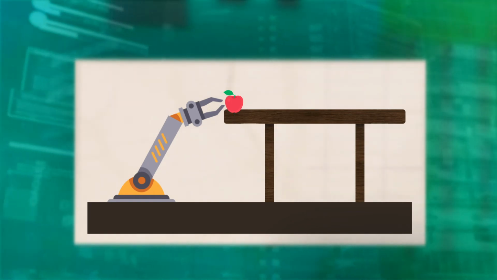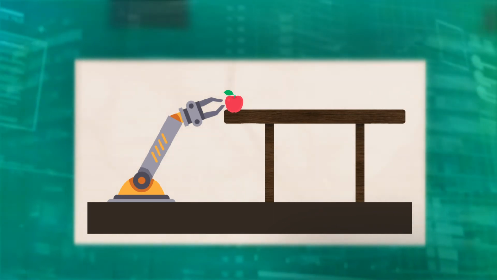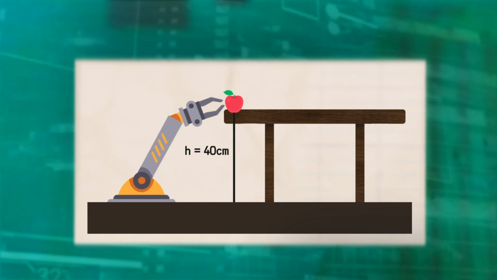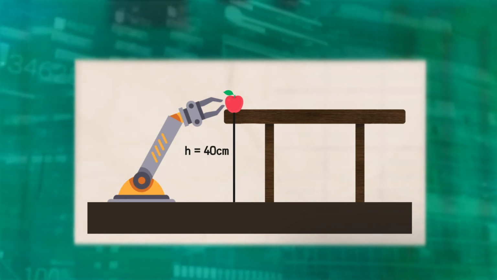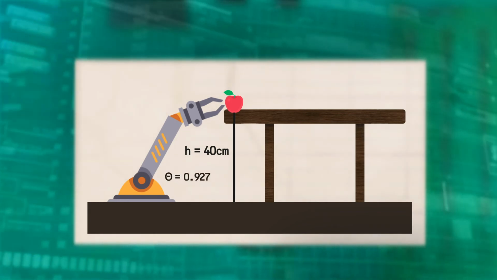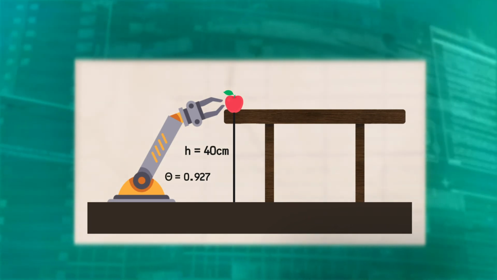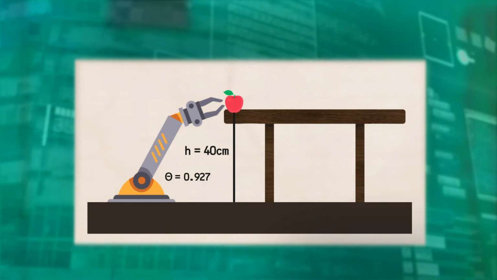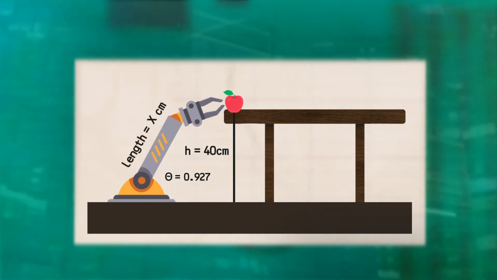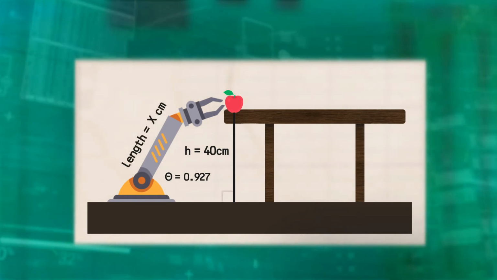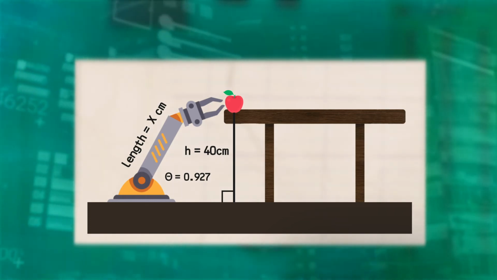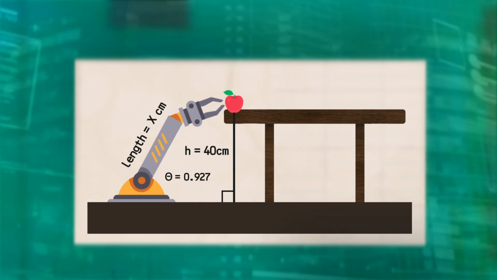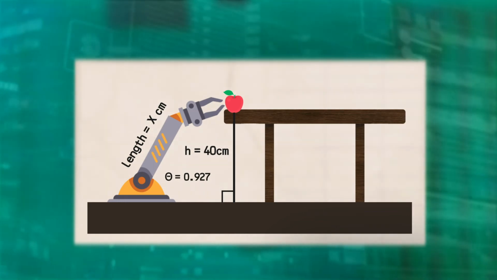Let's start by drawing a picture of our scenario. Our object is on the table and is 40 centimeters above the ground. The robot is on the floor and its arm is making an angle of 0.927 radians with the floor. We use Greek letters to mark angles usually, so we will label that angle as theta, and x is our unknown length of the arm. We know this forms a right triangle with a height of 40 centimeters, an angle theta of 0.927 radians, and a hypotenuse of unknown length x.